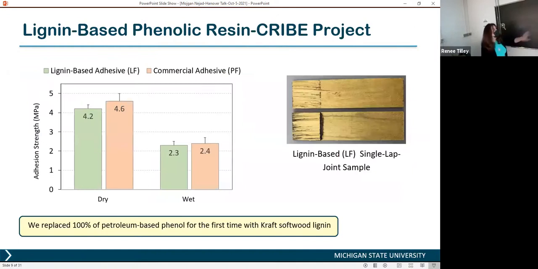And then recently, I have a project that is funded by CRIBE Association in Canada. This is part of the consortium that I'm going to explain later. Mohsen, one of my PhD students, used kraft softwood lignin and replaced 100% of the phenol, and formulated the adhesive that you see performed nicely with high dry and wet adhesion strengths with 100% wood failure. That means the adhesive works really well. And again, this is the first time that this has been done.